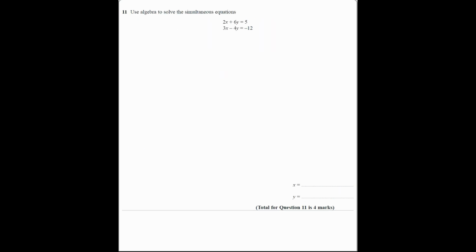Again, question number 11. Use algebra to solve the simultaneous equations 2x plus 6y equals 5, 3x minus 4y equals negative 12. So in the solution, we will start like this. We will have to rewrite the equations, and here we are doing the elimination method. So what is the elimination method? Elimination method means that you have to eliminate x, or you can eliminate y also.